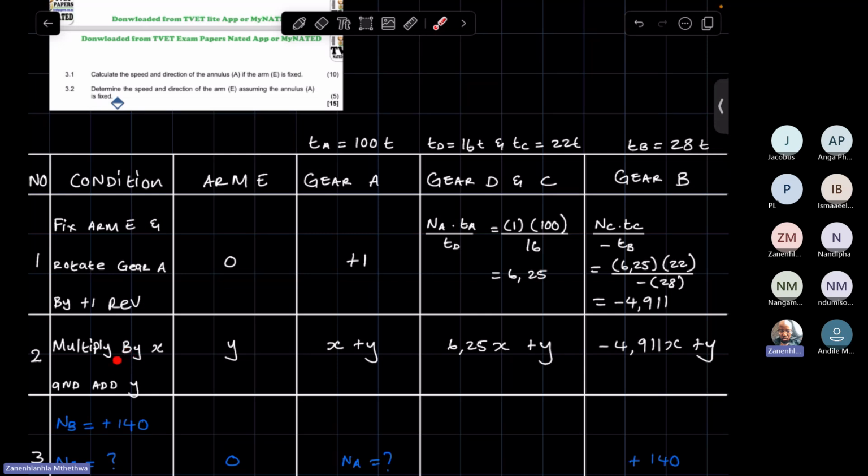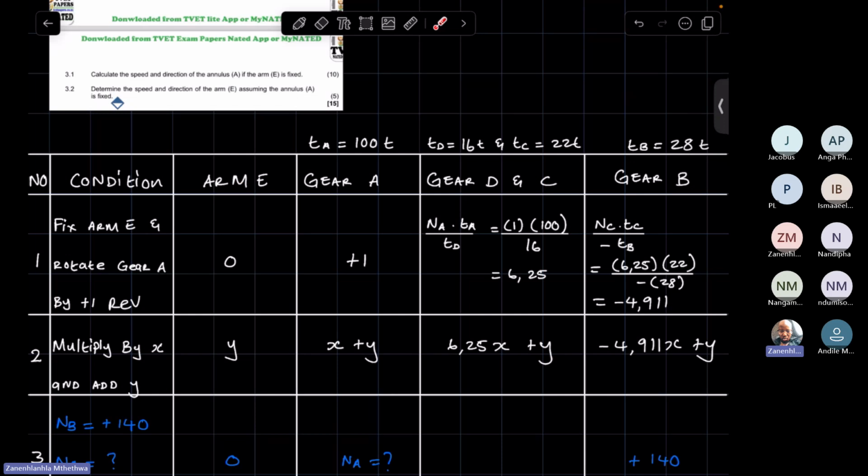Condition two is also fixed, meaning it never changes. Condition two will always be: multiply the first condition by x and add y. Those are the first two conditions, which will never change. So in drawing your table, you complete condition one, which is fixed arm and rotate the annulus by one revolution clockwise. Then you fill condition two, which is multiply the first condition by x and add y. And then you fill out the rest of the columns.